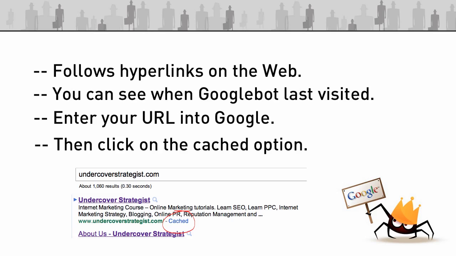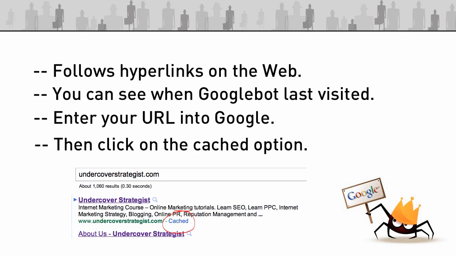If you ever want to see when the Google bot last visited your website, all you need to do is go to google.com and enter your URL into Google. You'll see in the snippet that there's a little cached option that sits alongside the URL, and if you click on that cached option, it will tell you at the top of the screen when the Google bot was last at your site.